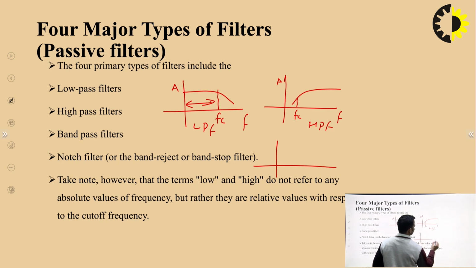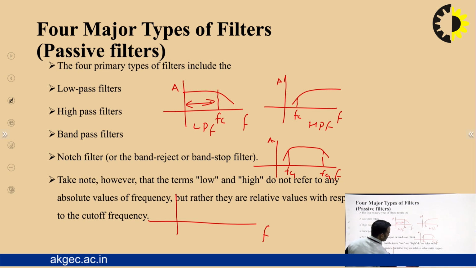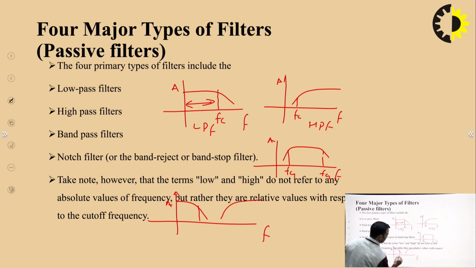Band pass filters are those which pass a band of frequencies, like this. For example, this is FC1 and this is FC2. It means the frequencies between the two cutoff frequencies we will obtain at the output. This type of filter comes under band pass filter. And band reject filters are those which stop the frequencies between two cutoff frequencies. For example, this filter will stop all the frequencies between these two, while it will pass frequencies before FC1 and after FC2.